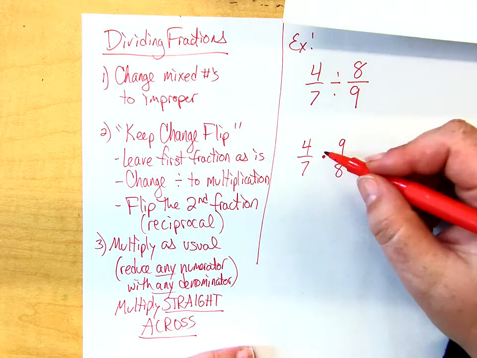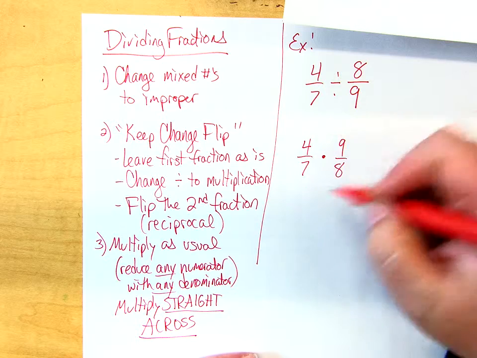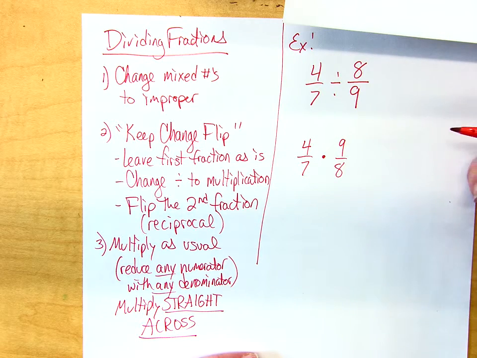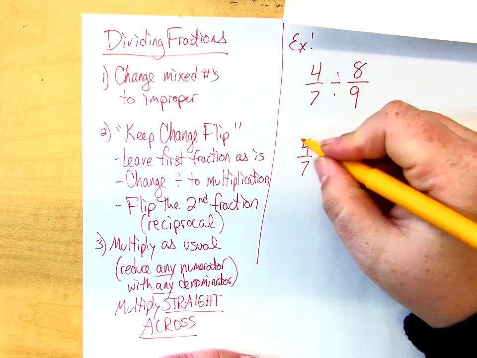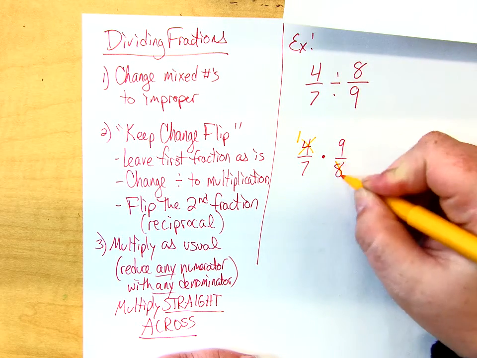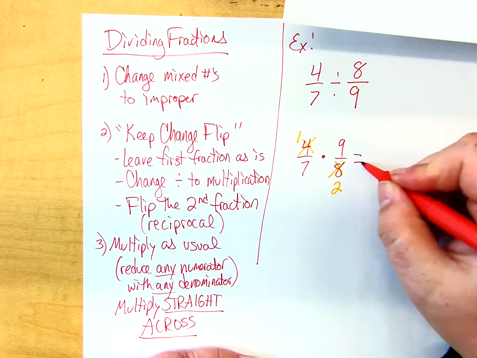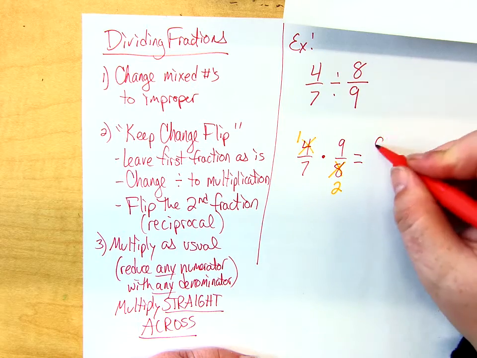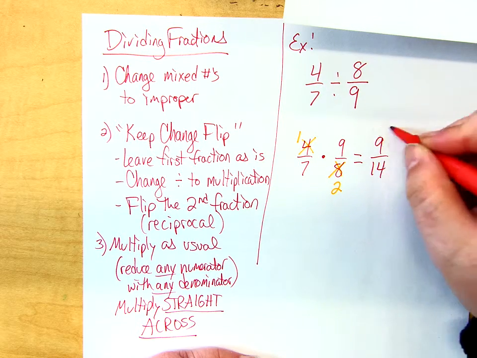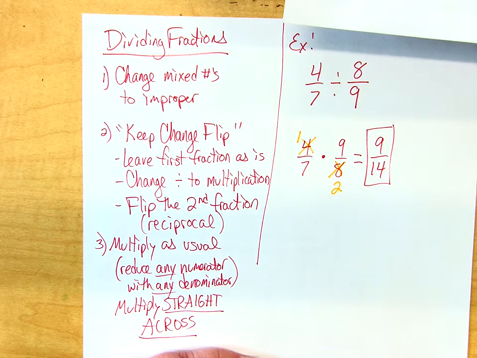All right, so can I do any reducing? Yes. What? Yes, 4 and 8. 4 goes into 4 one time, 4 goes into 8 two times. Can I do anything else? No. So now when I multiply straight across, 9 over 14. 9 over 14, and you're done. I did it before you guys did, and I got 9 over 14.